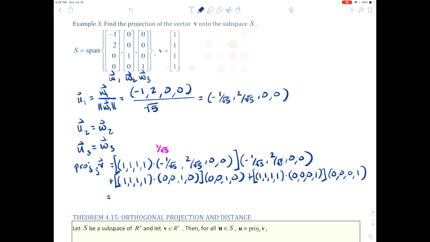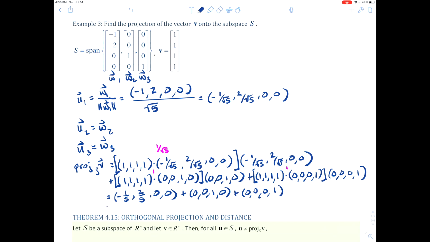Good. My first vector will end up being -1/5 and then 2/5, 0, 0, plus the second dot product is 1, right? And let's do our third dot product, which will also be 1. So we'll end up just getting those vectors back. So 0, 0, 1, 0 is that second expression. And then we'll have plus 0, 0, 0, 1.